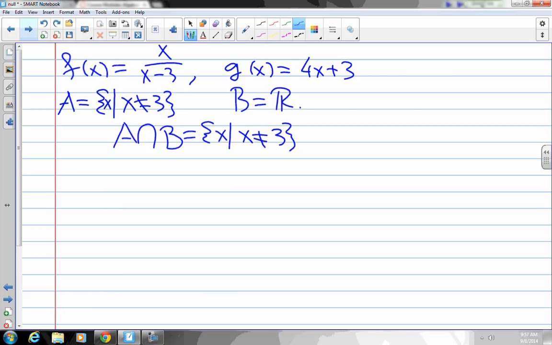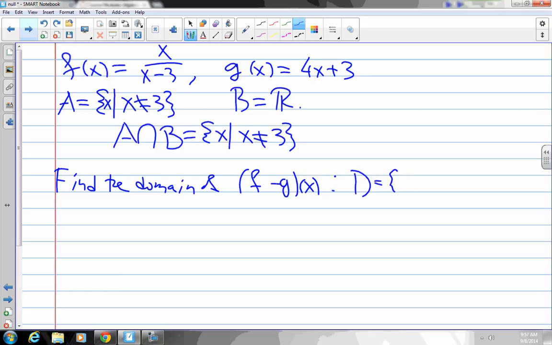This is the intersection, so this would be the domain of addition, subtraction, multiplication without even thinking about what the new function looks like. So if I ask you to just find the domain of whatever f minus g of x can possibly be, without asking you to find the actual function, the answer is this set. The domain would be all x's but 3. I don't need to see what this function is to answer the domain question. The domain is always going to be the intersection. Is that okay? So that will be the answer for addition, subtraction, multiplication in any order.